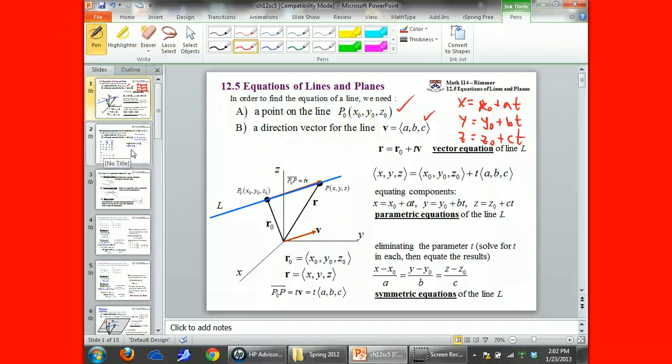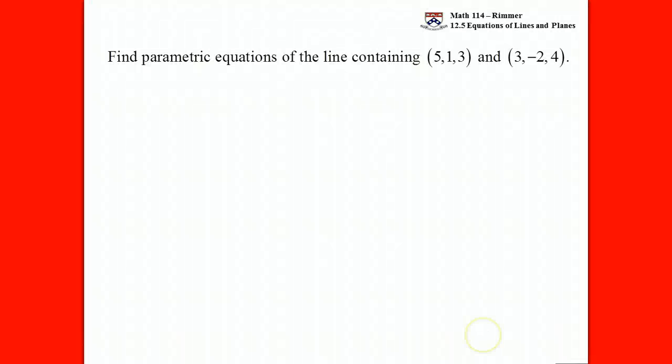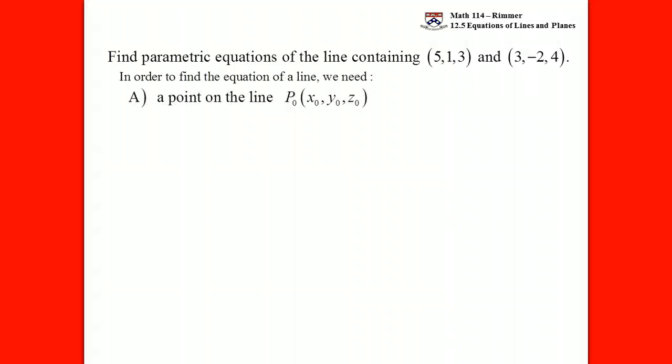Okay, questions? So if I give you 2 points out in space, then you can definitely find the line that goes through those 2 points. There's different ways the question could come at you. Here's that question. I give you 2 points randomly, 5, 1, 3, and 3, -2, 4, and ask for the parametric equations of the line containing these 2 points. We said that we needed 1 point and a direction vector. We have 2 points, so pick either one.